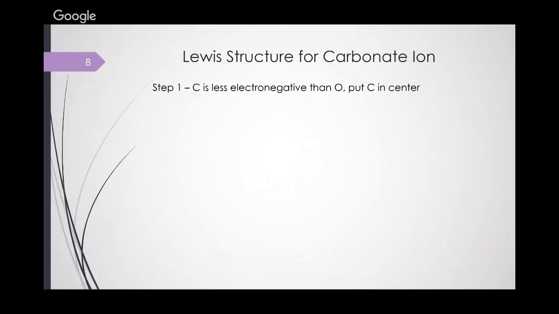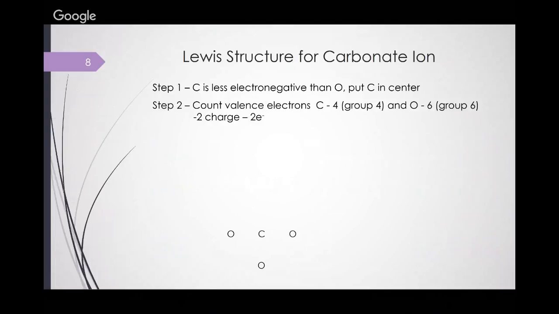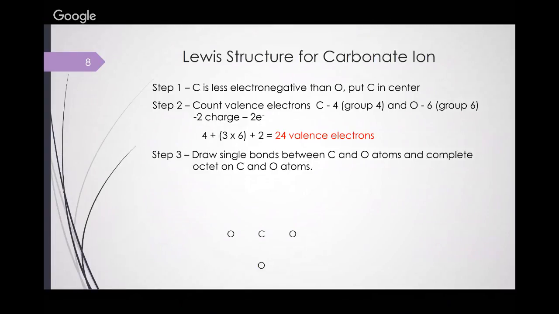On the carbonate ion, so carbonate is CO3 with a 2- charge. We put carbon in the middle because it's less electronegative, and it's all by itself. So we count up our electrons. Carbon is group 4, oxygen is group 6. We have 3 of those, and then we have 2 electrons, so we add in that extra 2 to get a total of 24.